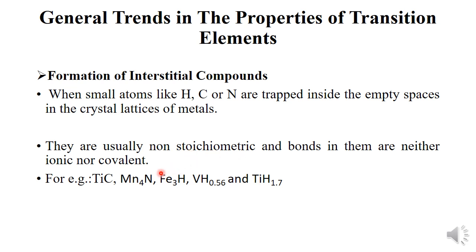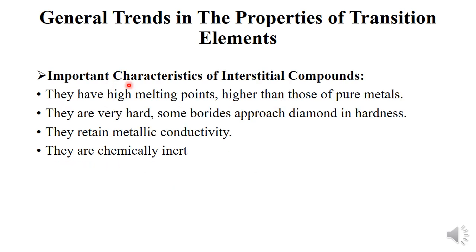Non-stoichiometric means कि in these cases the ratio between the two atoms is not the same one, it is a different one. Like in this case vanadium hydride. Clear? In this case vanadium is 1 and the hydrogen is 0.56. And these are generally non-stoichiometric ones, and bonds formed in them are neither covalent nor ionic. ना तो वो covalent होंगे ना ही वो ionic bonds होंगे. Clear?